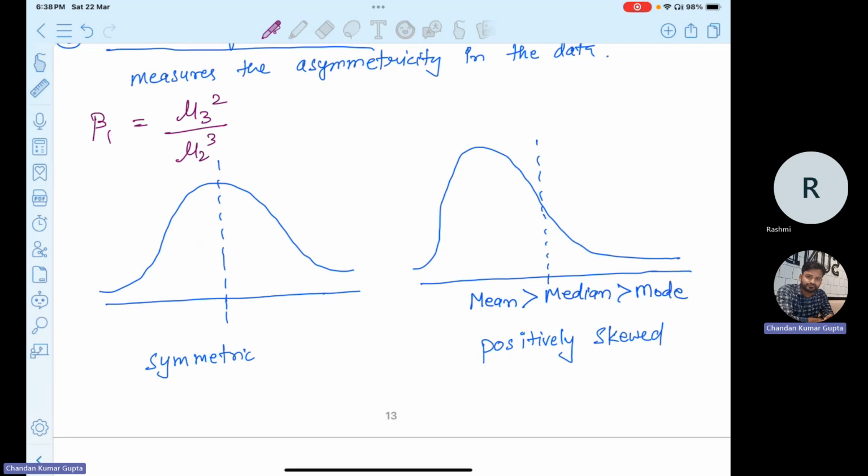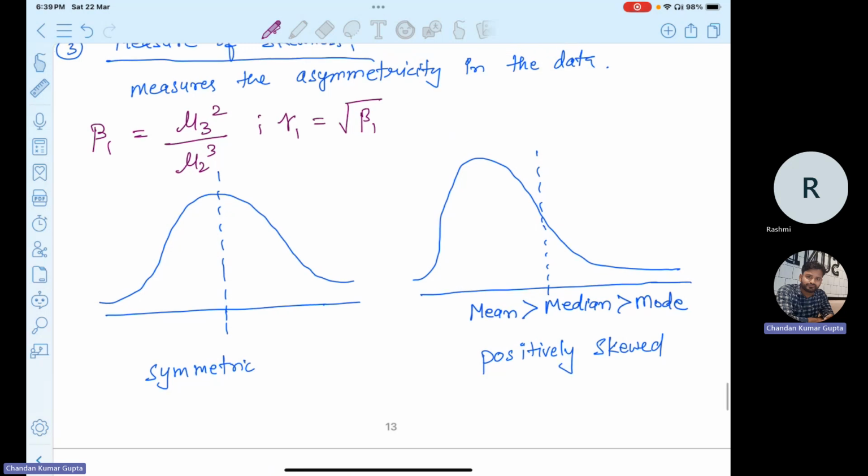Okay. And also there is one more alternative, which is gamma 1. That is nothing but the positive square root of beta 1. We can use either beta 1 or gamma 1. In some papers, they have mentioned these things by taking the square root. So the logic is the same. The formula is different, but the logic is the same. Either we can use beta 1 or gamma 1 to measure the asymmetricity present in the data.